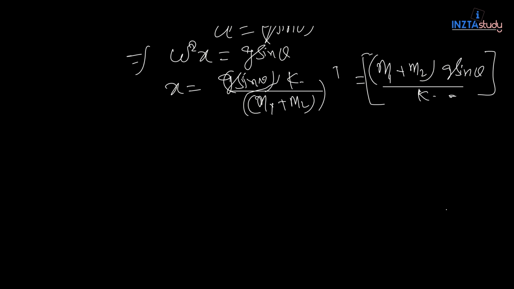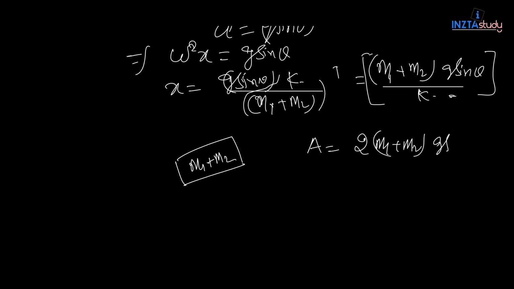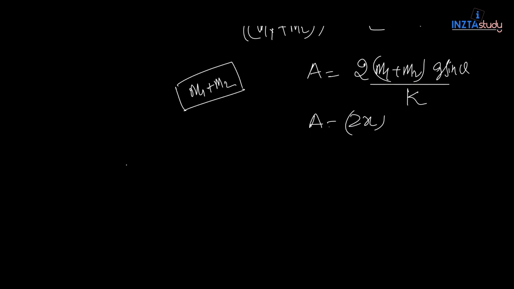Now part C: what is the common speed of the blocks at the time of separation? Till this position they are together, it has an x of this much, (m1 plus m2) into g sine theta by k, and the amplitude is 2 times that. If we say this as x, then A is equal to 2x, because it is double of that. So what is the velocity?